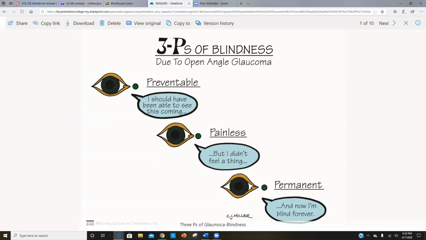So that goes along with your patient teaching. Make sure the patient attends their annual eye exam, and if they're at high risk, they may be required to attend an eye exam every 6 months instead of every year.